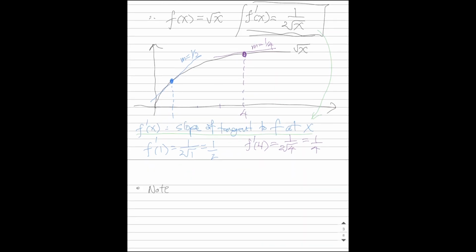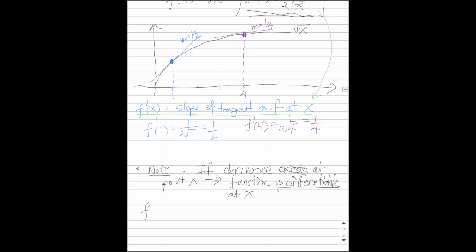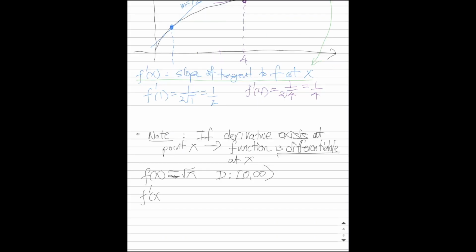Now note, if the derivative exists at a point x, we say that the function, the original one, not the derivative, is differentiable at x. Differentiable means it has a derivative. The function I was working with here, square root x, has its own domain: from 0 to infinity, 0 with the square bracket. You are completely allowed to take the square root of 0. But the domain of the derivative is different. It's nearly the same, except you are not allowed to use the value of 0.